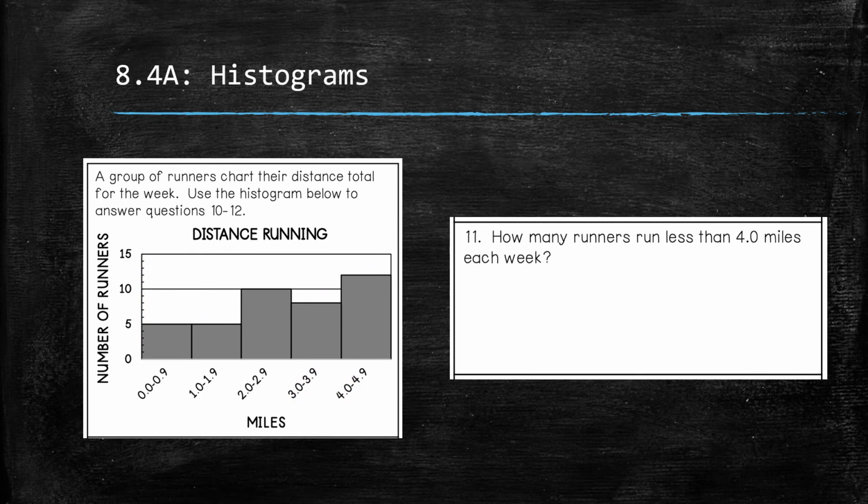Using our same histogram and our data, we're being asked how many runners run less than 4 miles a week. So I'm looking at the data that includes everything that is less than 4. So I have 5 plus 5 plus 10 plus 8, which is going to give me 28 runners.